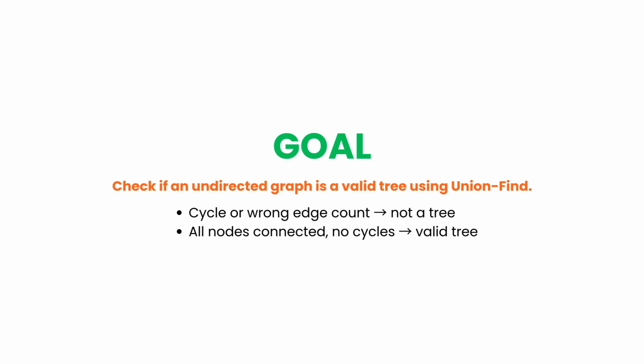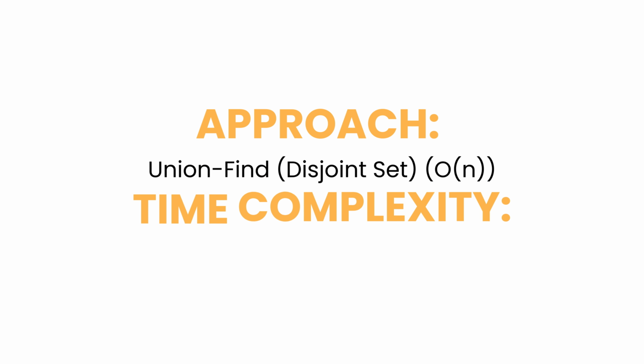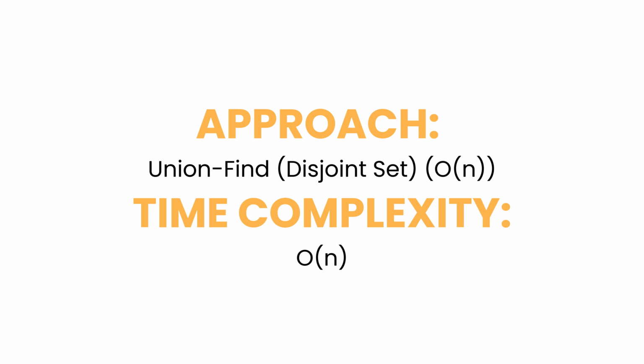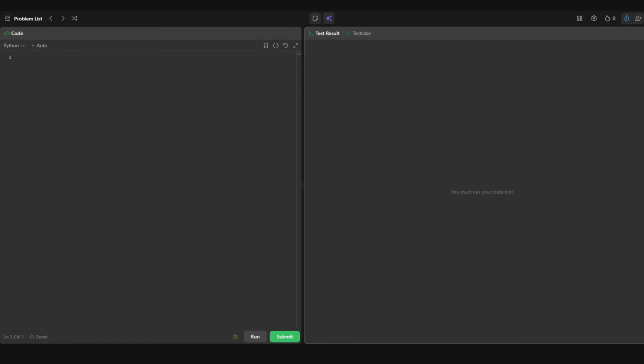Let's walk through this solution. The main goal here is simple. Check if an undirected graph is a valid tree using Union-Find. If we ever create a cycle or the edge count is wrong, it's not a tree. If we connect all nodes without forming cycles, everything works smoothly. Approach: Union-Find, disjoint set. Time complexity, O(N).